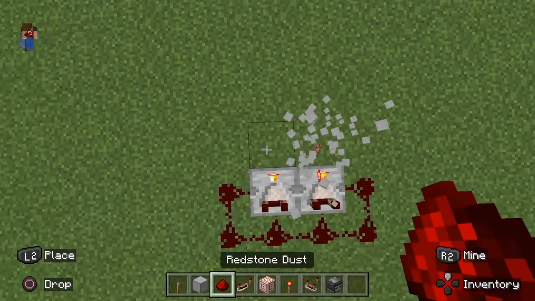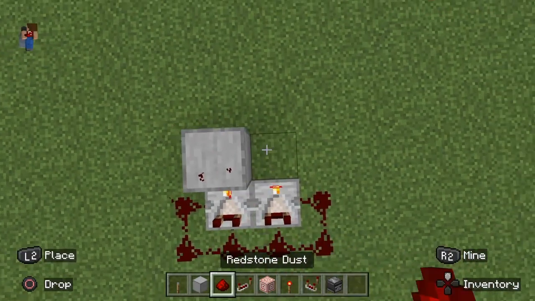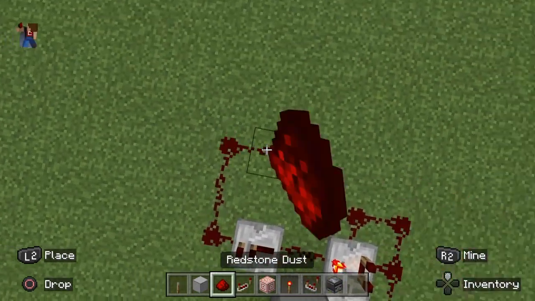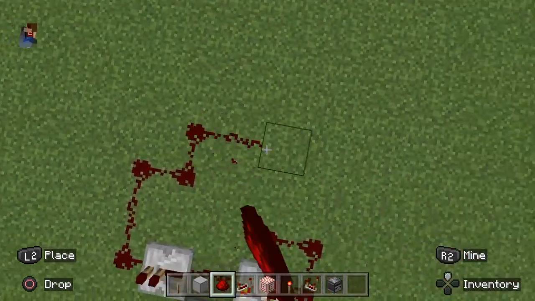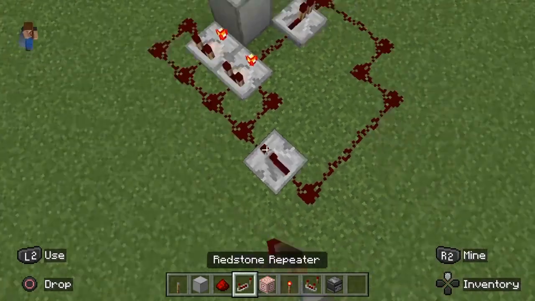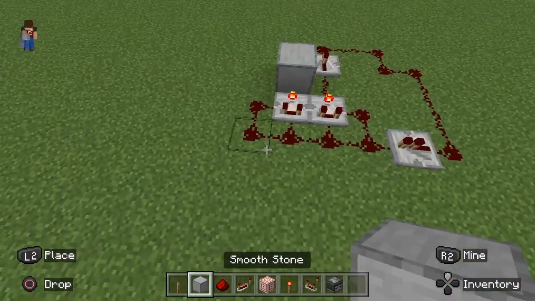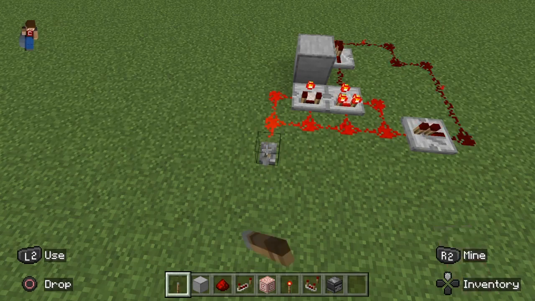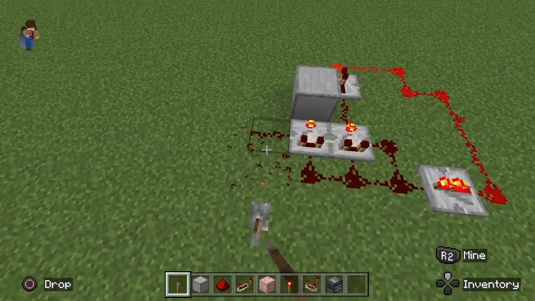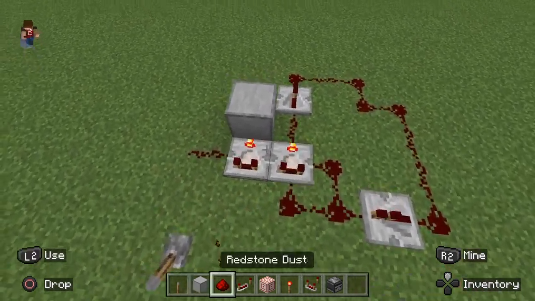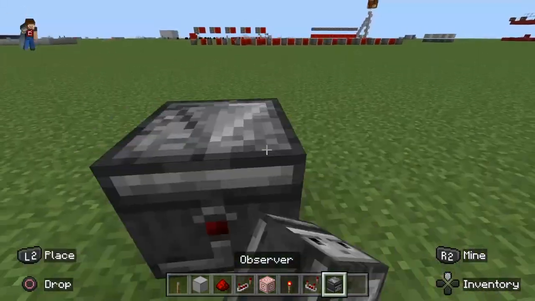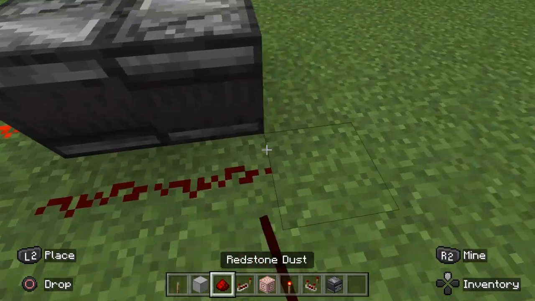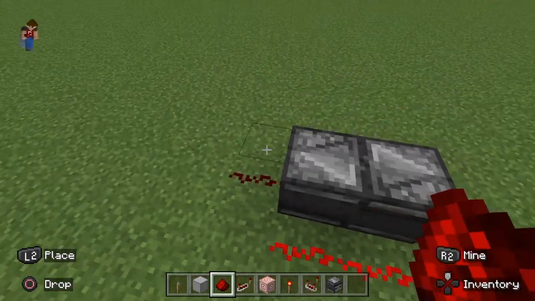So you just go like this. But I do not use this design at all because it's clunky. It's very big, but it works. So that's one design.